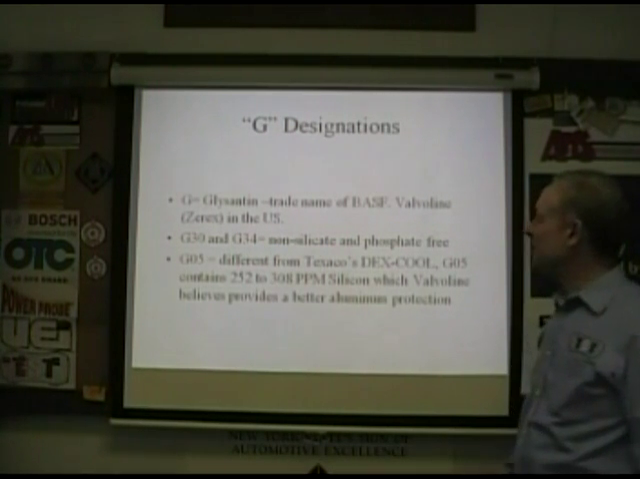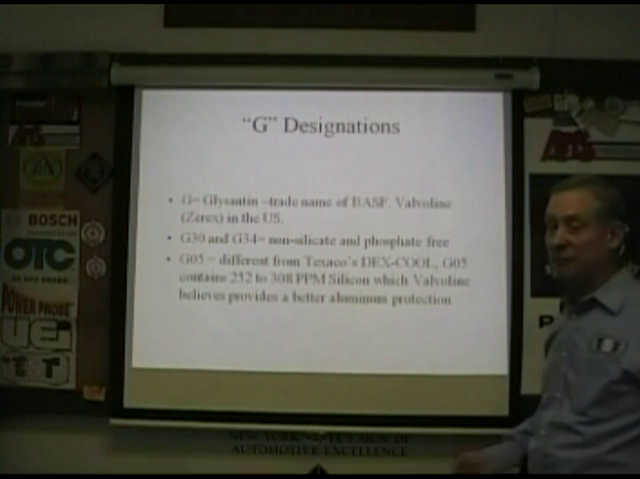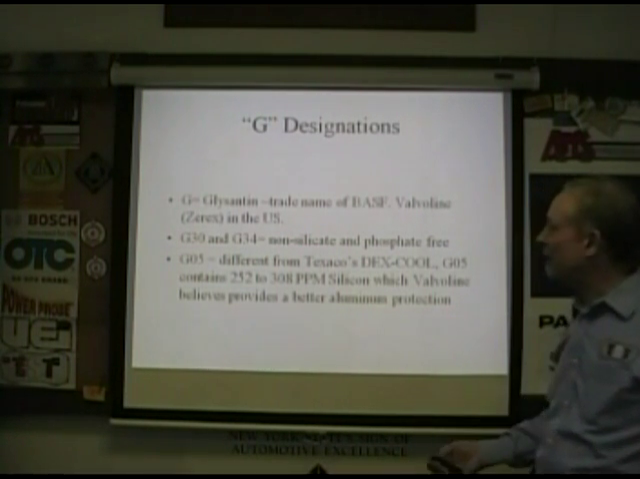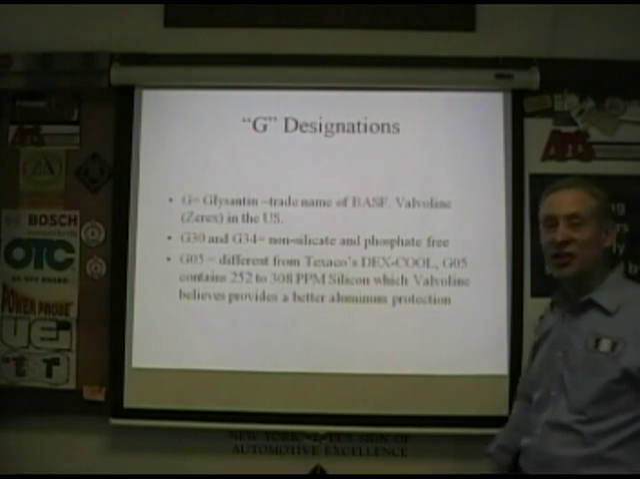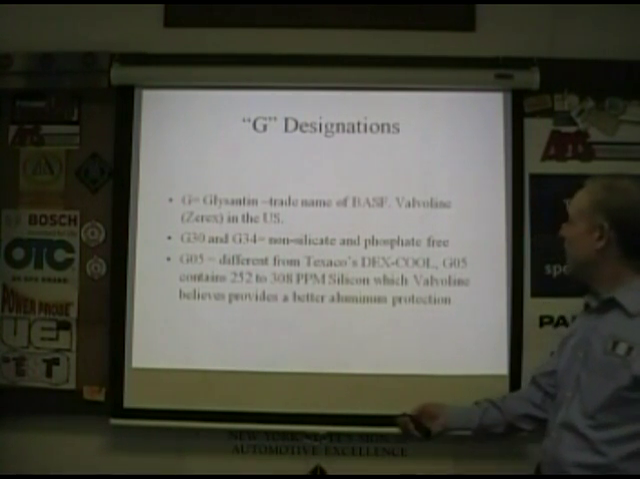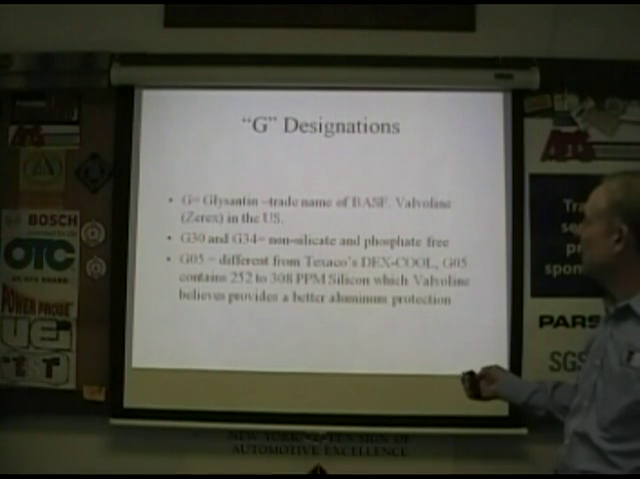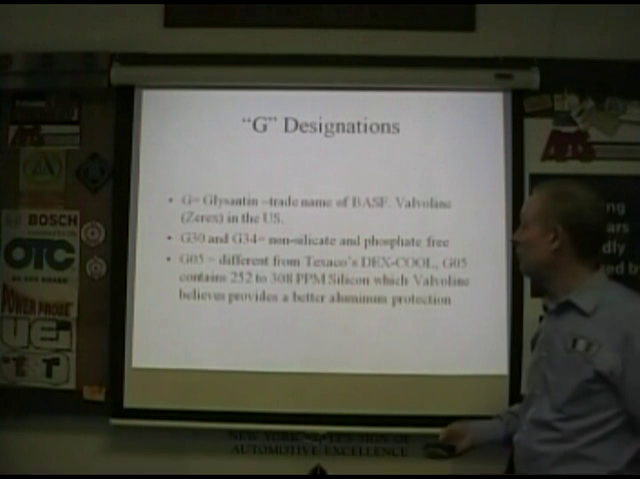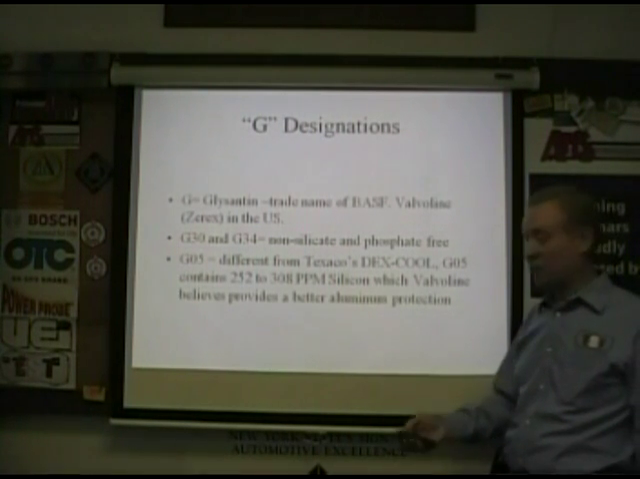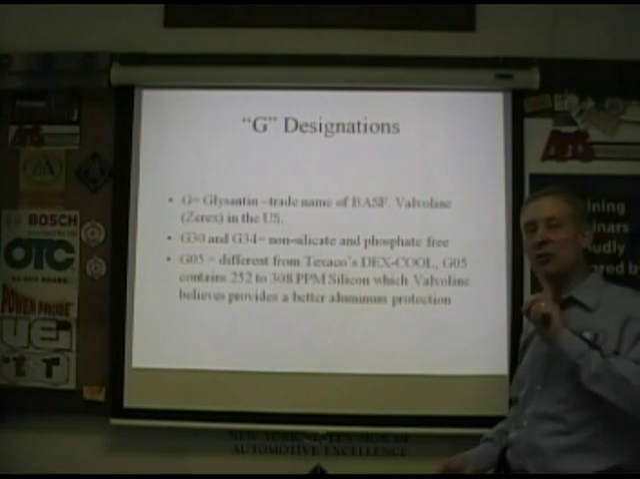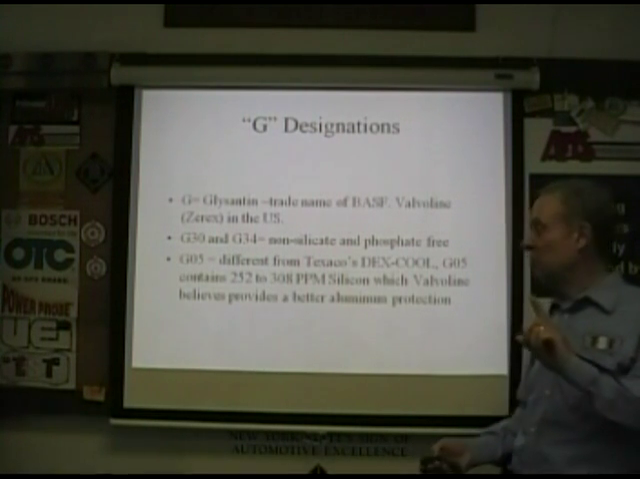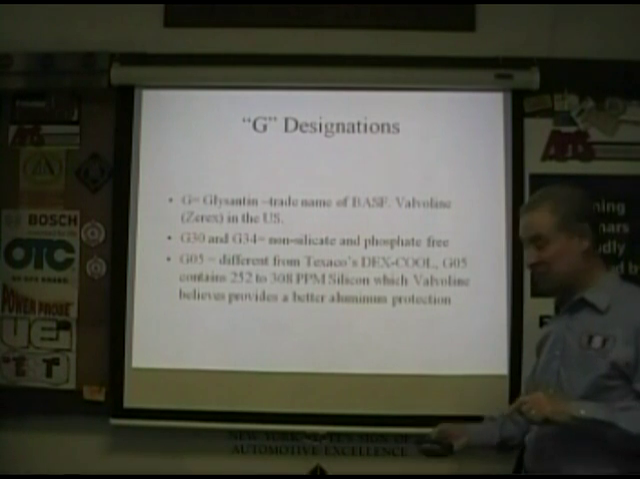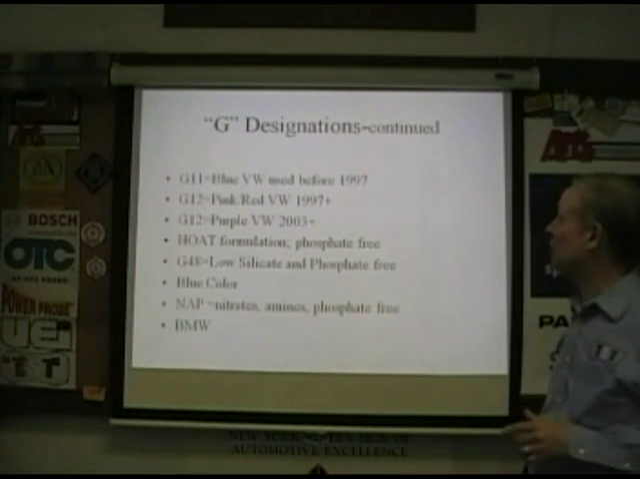All right. G designations. Again, read the specs. We don't have to really memorize this stuff. Glysantin, that's a trade name. G30, G34, G05. All right. Different from Texaco's Dexcool. G05 contains... You don't need to know this stuff. What you need to know is if it meets the spec for yours, and if you're unsure of what's in the car, you need to flush it out and put in something that meets that spec, but don't mix it with something else, because you don't know what the reaction's going to be.